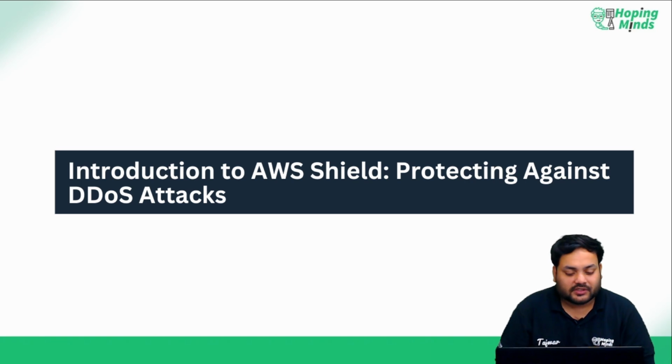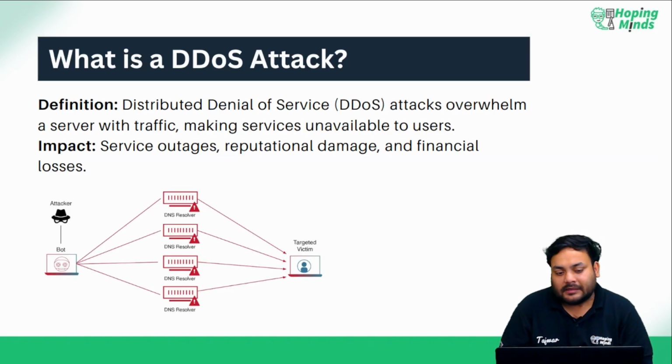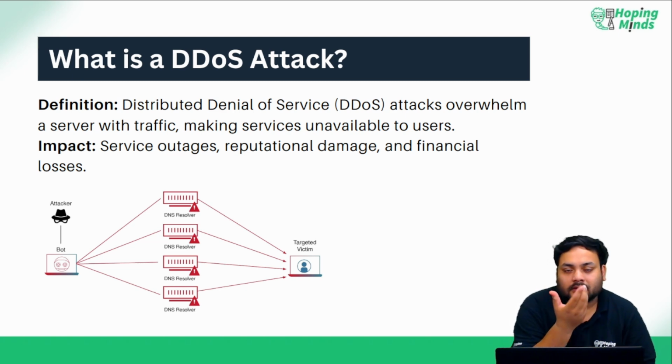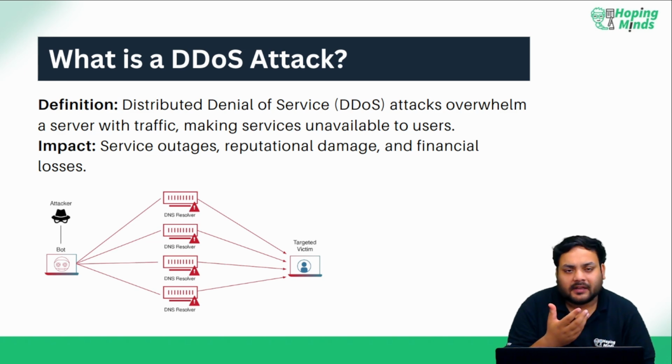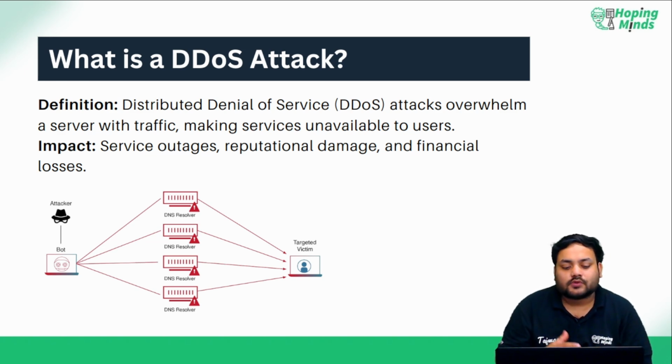In this session, we are going to understand AWS Shield, how it actually works and how it can protect our resources against DDoS attack. Before starting, let's first understand what a DDoS attack is. DDoS stands for distributed denial of service attack. Let's suppose we have a server that can take 1,000 requests at a time, and we overwhelm this server with traffic by sending 10,000 requests at a time. What it is going to do is make the services unavailable for the user.